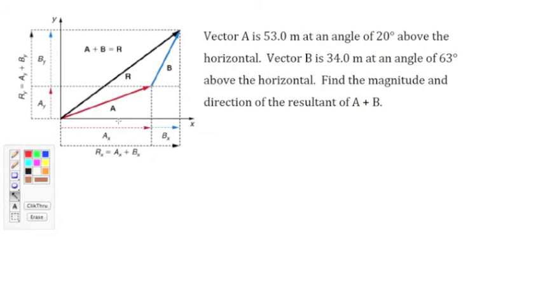Welcome to our short lesson on dealing with situations that involve diagonal vectors. And we have here a sample of what that might look like. I have vector A that is both to the right and up. We have vector B that is also to the right and up, but we could have ones that would be to the left and up or to the left and down, and the same methods would still generally apply.